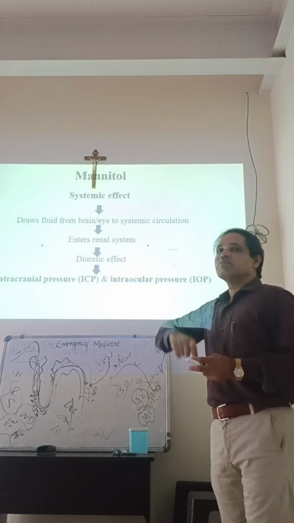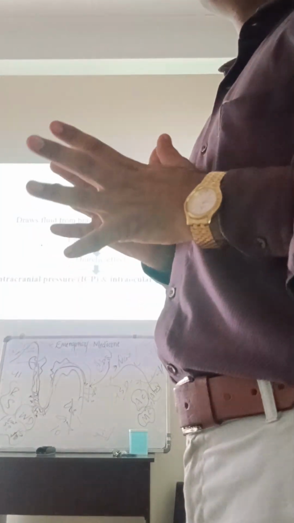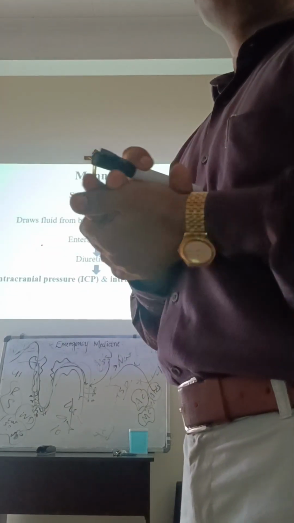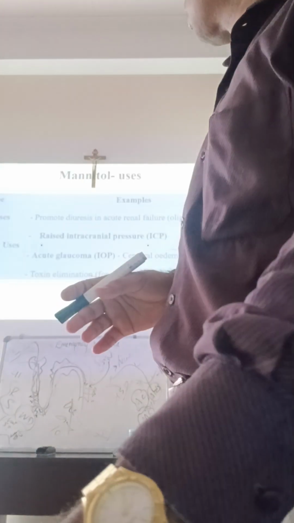In that case also we can use mannitol to rapidly reduce the intraocular pressure. If you don't reduce the intraocular pressure in glaucoma, the patient can become blind. Glaucoma is a separate topic, which we will cover in detail later.